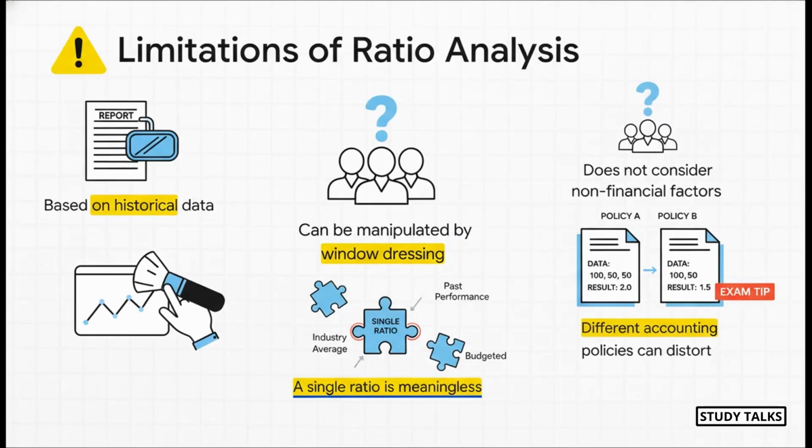And finally, just a quick word of caution. Ratio analysis is incredibly powerful, but it's not magic. It has its limits. Remember, it's based on historical data, so it doesn't predict the future. It completely ignores non-financial stuff like the quality of management. And yes, financial statements can be manipulated through window dressing. But most importantly, a single ratio all by itself is completely meaningless. It only becomes useful when you compare it, either to the company's past performance or to the rest of the industry. Mentioning these limitations in your exam answer shows you have a much deeper understanding.